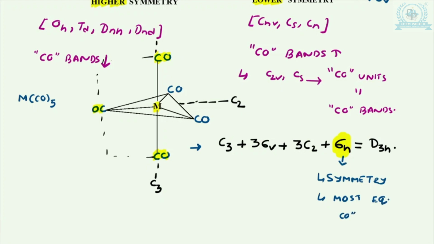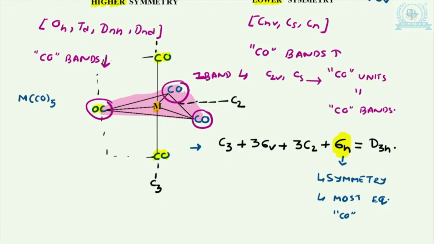That is why we consider the sigma H plane. So it is clearly visible to you. So this is the sigma H plane, which is containing the equatorial CO. And it is actually dividing this complex into two equal halves. So this is actually the sigma H plane. So obviously you can see in this case you are having one, because this plane is containing all the equatorial CO. So as a result, the equatorial CO are equivalent in nature because they are in the plane of sigma H. So due to these three, you're getting one band.